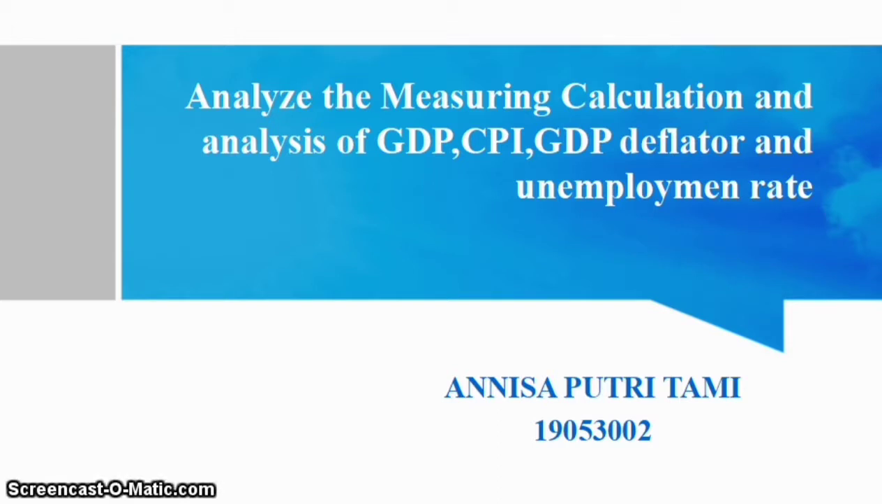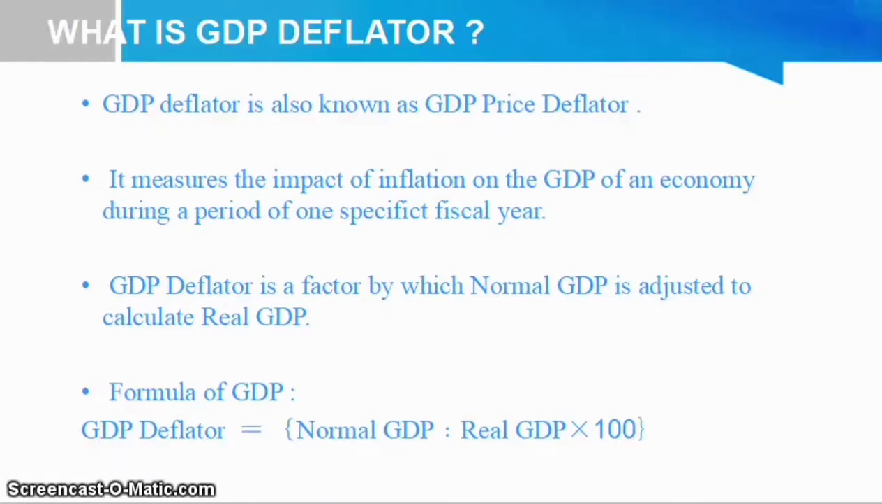On this occasion, I will explain the material about analyzing the measurement, calculation, and analysis of gross domestic product, consumer price index, GDP deflator, and unemployment rate, which consist of three main explanations, namely first, GDP deflator, second, consumer price index, and the last, unemployment rate. Okay, for the first, I will explain about what GDP deflator is.